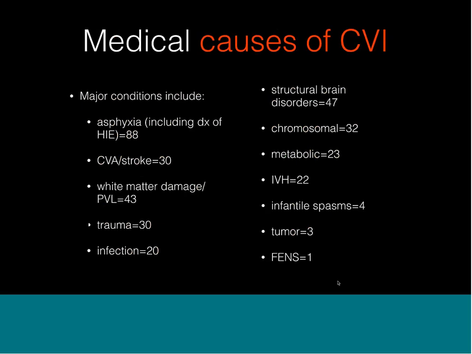What we found in this data set were that the major conditions and causes of CVI are first HIE or asphyxia, stroke, PVL or any type of white matter damage, trauma, infection, structural brain disorders like hydrocephalus, chromosomal disorders. We're going to see more and more of those as the tests get more sensitive. Metabolic disorders, intraventricular hemorrhage. There are a lot more kids that have infantile spasms, but there were four where the only thing we could find in their medical history was infantile spasms. So they were included as that being the primary cause, but generally that's not the primary cause.